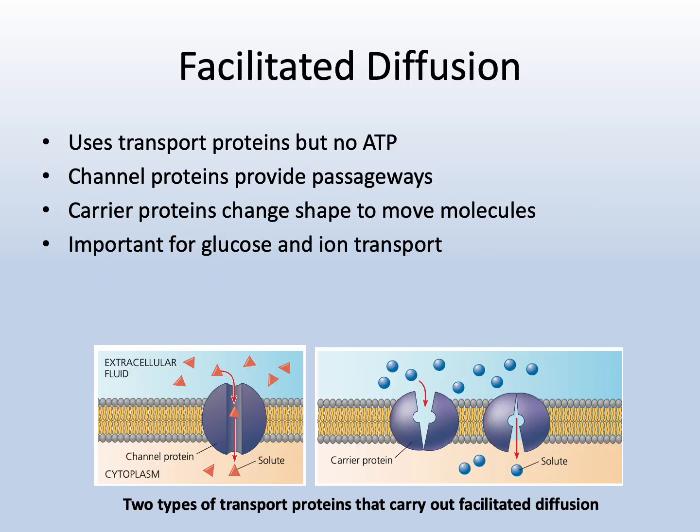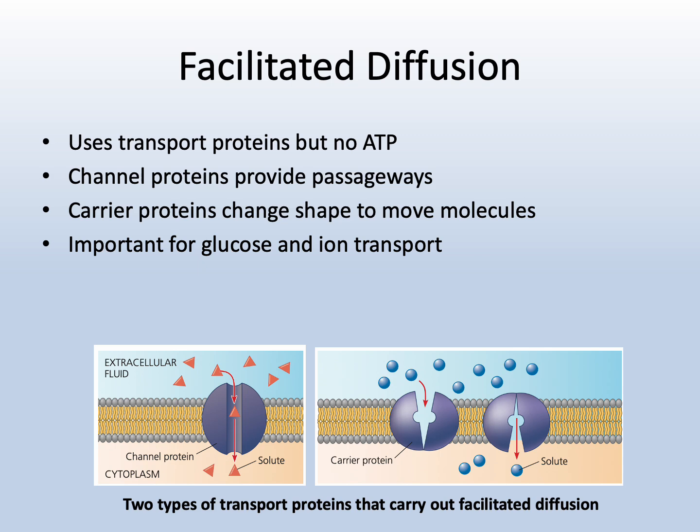Some molecules are simply too large or too charged to pass directly through the phospholipid bilayer. That's where facilitated diffusion comes in. Facilitated diffusion is a type of passive transport that uses transport proteins to help substances cross the membrane. Even though proteins are involved, no ATP or cellular energy is required because molecules are still moving down their concentration gradient from high concentration to low concentration.